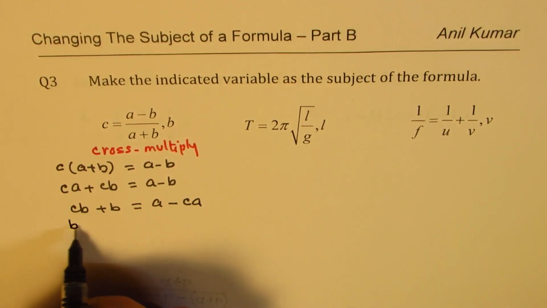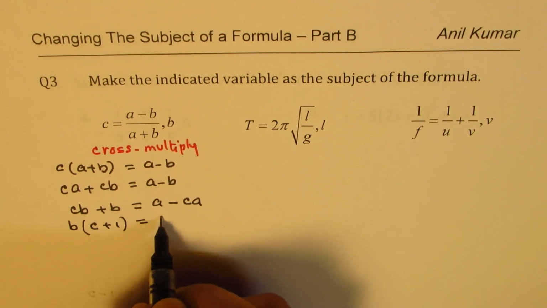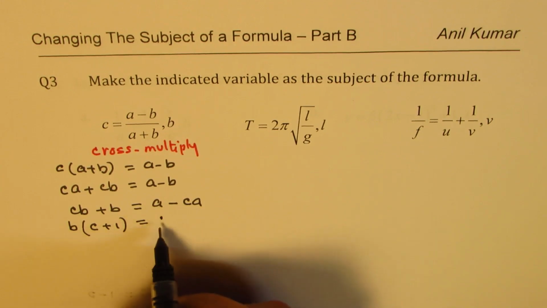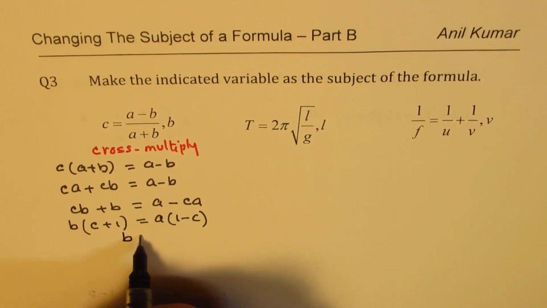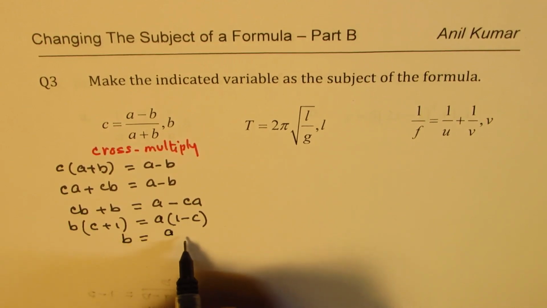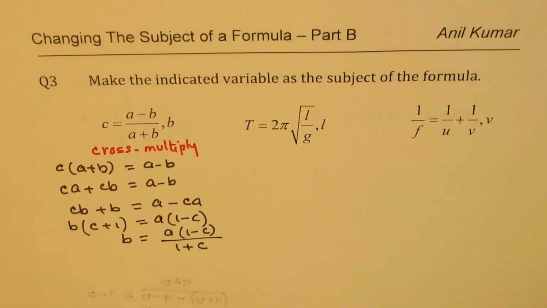Now we can take b common. So when you take b common, you get c plus 1 here, and on this side you could take a common or just keep it as such. So if I take a common, you get 1 minus c here. So what is b equal to? So b is equal to a times 1 minus c over c plus 1, or you could write it as 1 plus c. Does that make sense to you? So that is how we can rearrange this particular formula, right?